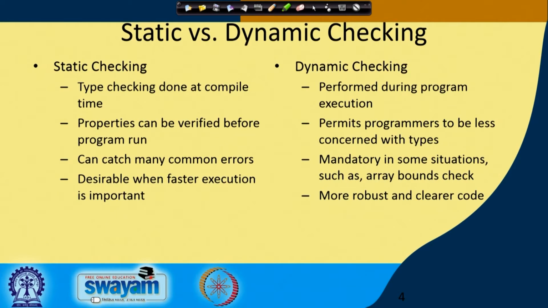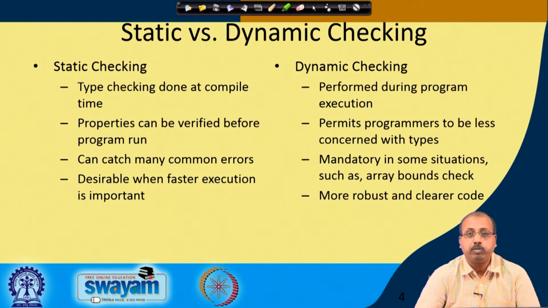So, type checking is done at compile time itself. At compile time, all the variables and identifiers will have their types known, and we can check their types at compile time only. And in case of dynamic checking, this is performed during program execution. As you can understand, dynamic type checking is more complex. Whenever you are going for program execution, at that time you need to do the checking.